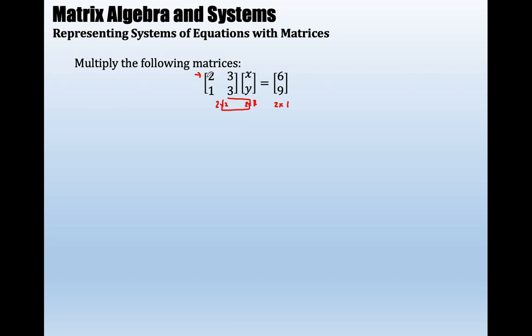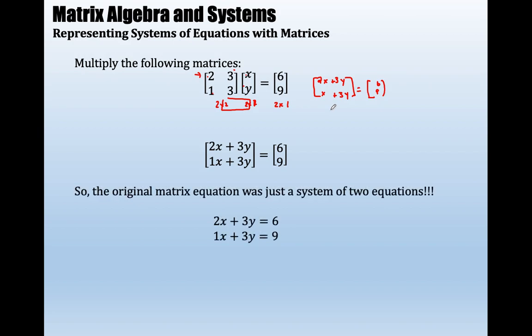So multiply 2x and 3y. 1x and 3y. That 2 by 1 matrix is equal to this 2 by 1 matrix. So that is just an algebra system, right? That looks like this. It's just two equations with two unknowns, and I know how to do that algebra, right?